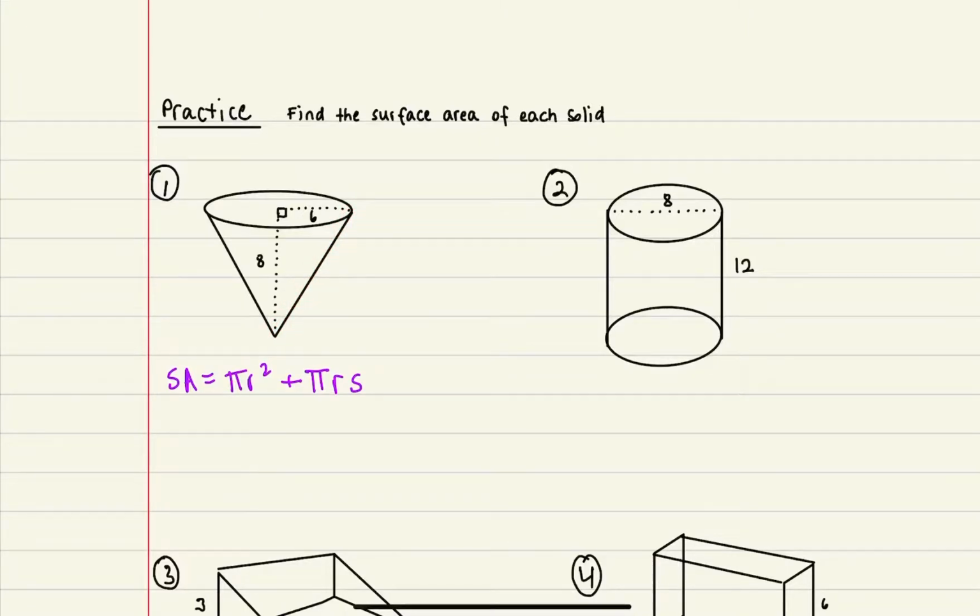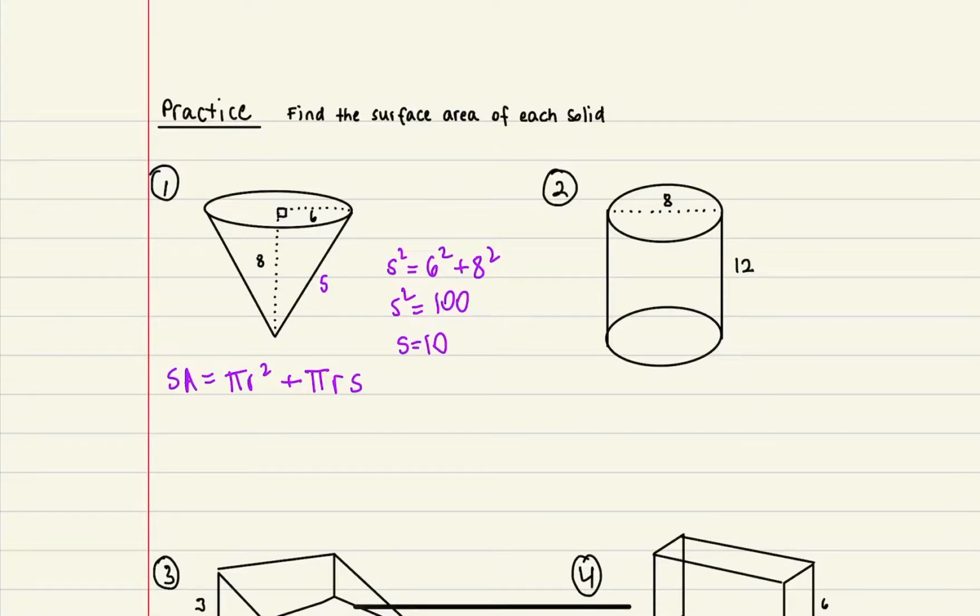We don't know the slant height, so we have to figure it out, but notice that the altitude and the radius of this cone together make a right triangle. So since this is a right triangle, we can use the Pythagorean theorem. So s squared has to equal 6 squared plus 8 squared, which means s squared is 100. So s is 10. So now that we know all the information, we can plug it into our formula.